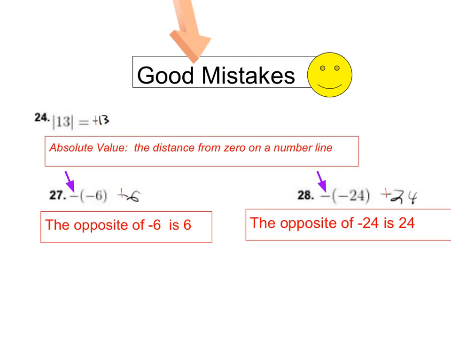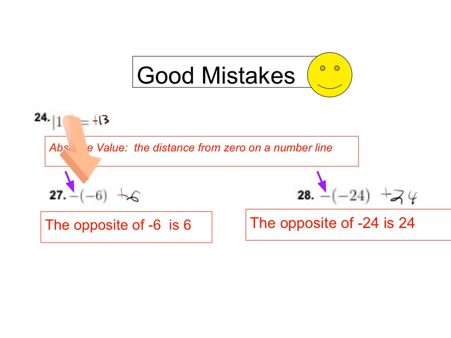All right, ladies and gentlemen, the first thing I want to do is look at the good mistakes I saw on our homework from Friday. The first thing was in a problem like this, remember this means absolute value, and absolute value is the distance from 0 on a number line, the number of steps, we're counting steps from 0. So this number always has to be positive. All right, so be careful. I saw a number of mistakes there.